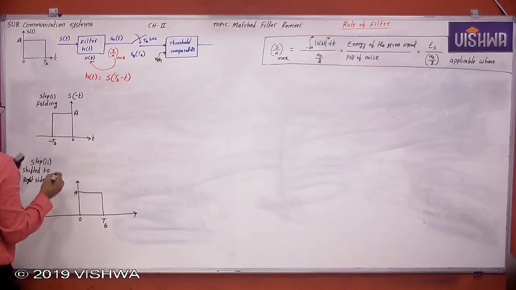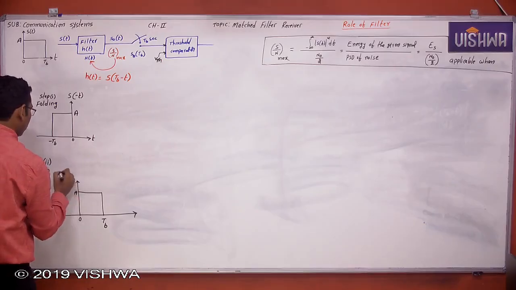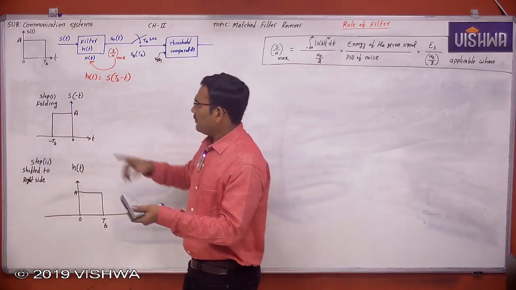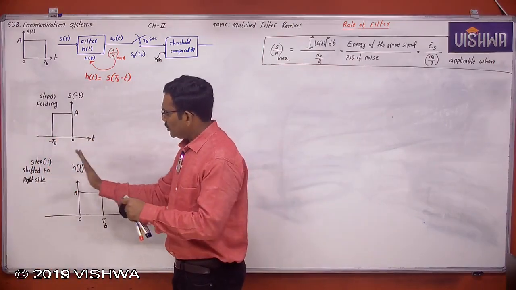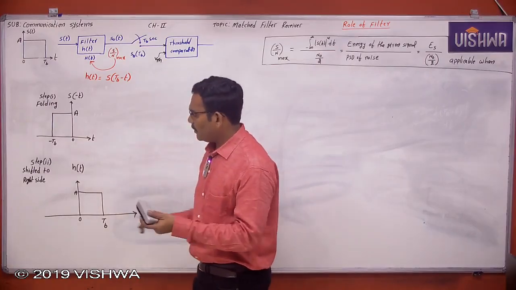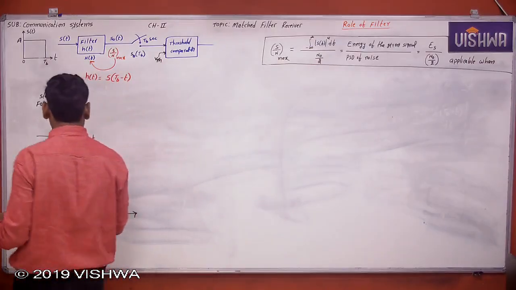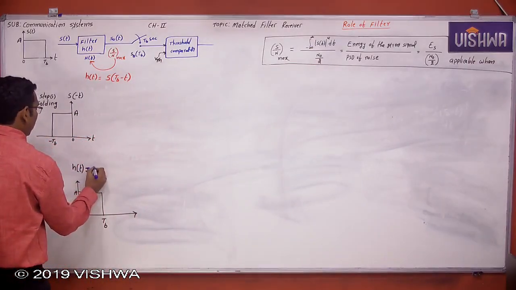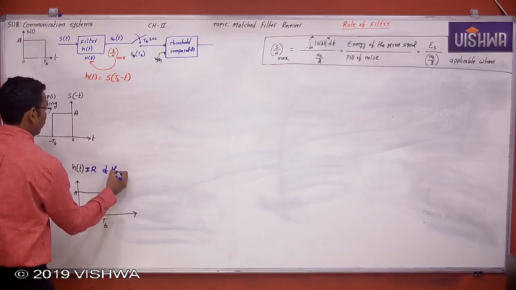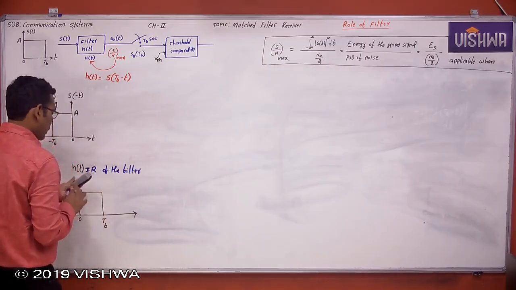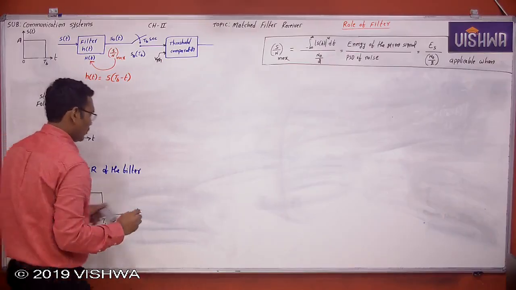If you do these two operations, that will be the impulse response of the filter. Step one is folding, step two is shifting to the right side, and then that will be the impulse response of the filter. Students, concentrate here. This is the impulse response of the filter.